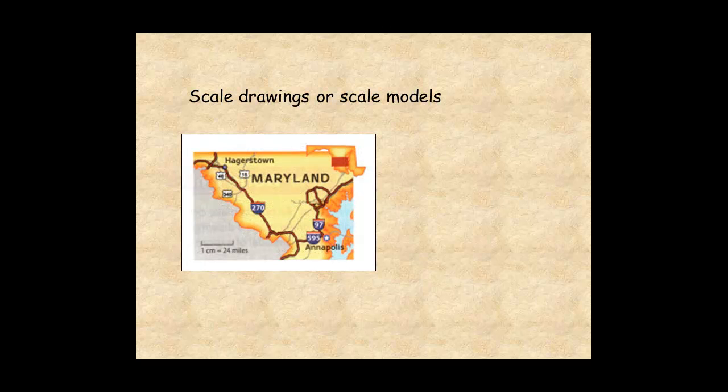This map is an example of a scale drawing. The measurements on the drawing are proportional to the measurements of the real world. The scale of the drawing compares the measurements of the drawing to the measurements of the real world. In this case, 1 centimeter on the map represents 24 miles. The scale is written as a ratio with the measurement of the drawing in the numerator and the measurement of the real world in the denominator.